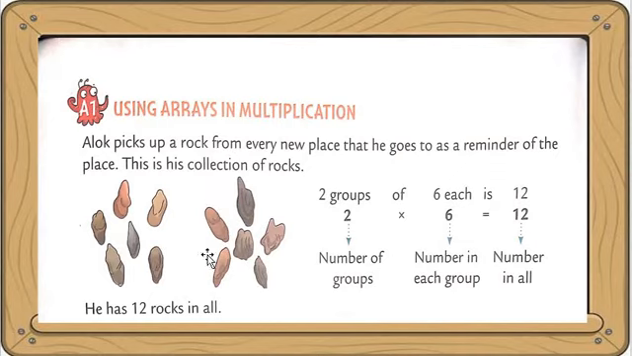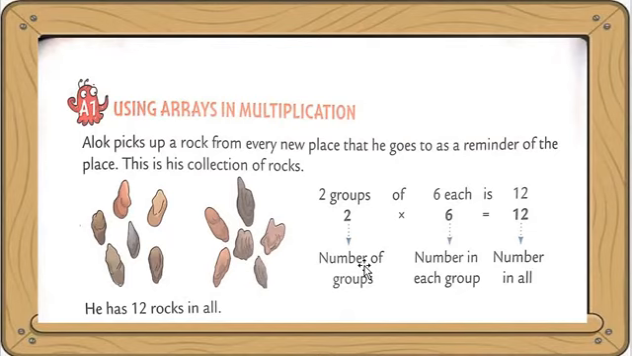Here, how many groups are there? Here one group, and here again one group. One and one, so how many groups are there, all students? Two groups. Read the first detail: two groups of. Here 2 means the number of groups.